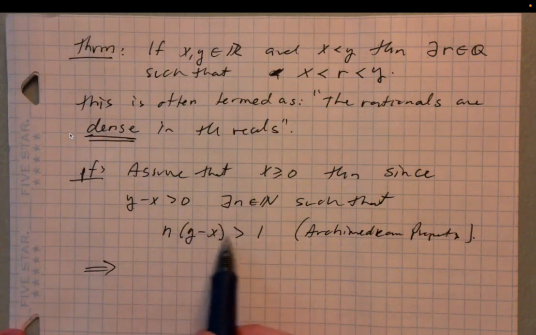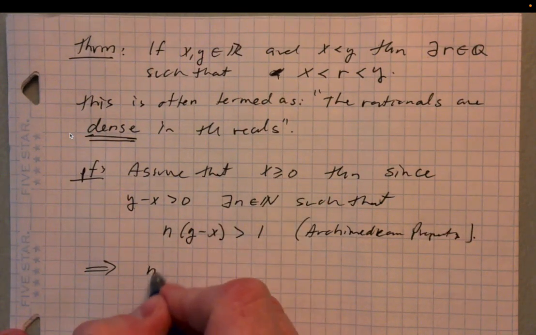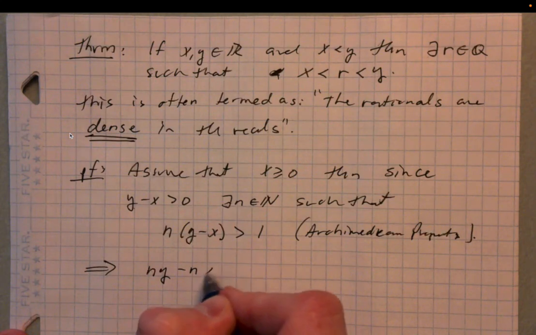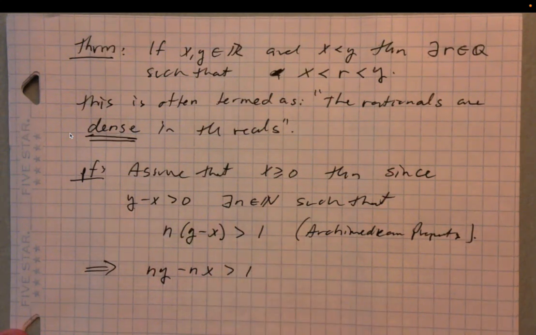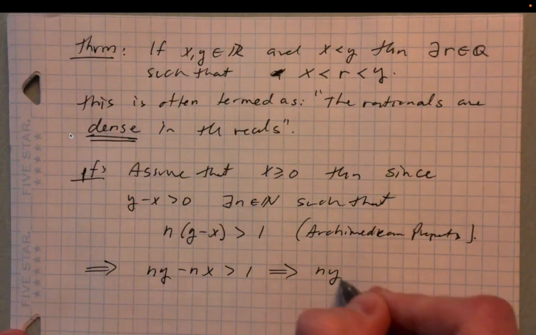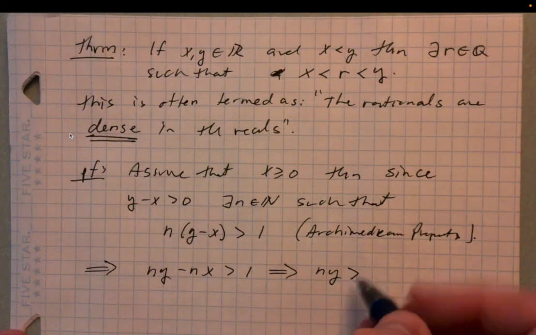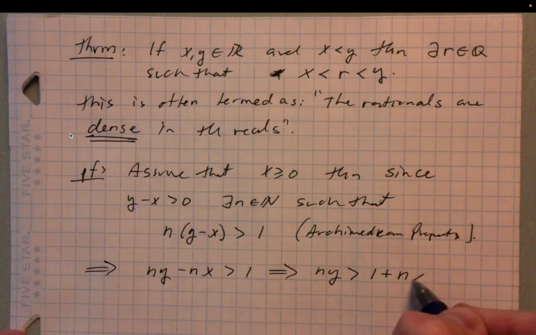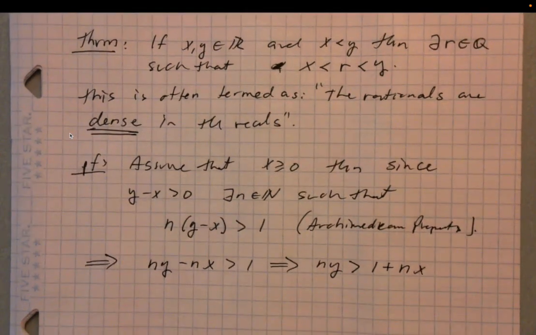So n times (y minus x) greater than 1 implies that n times y minus n times x is greater than 1. Right, and that's going to imply that n times y is greater than 1 plus n times x. That's just some algebra. Okay, just algebra.